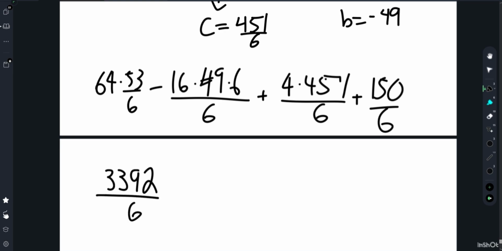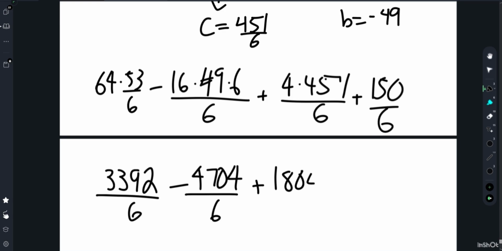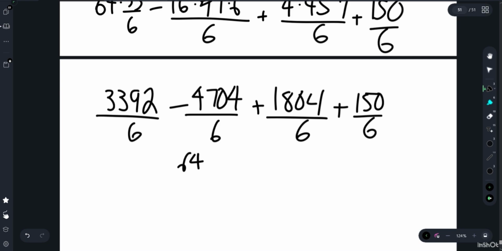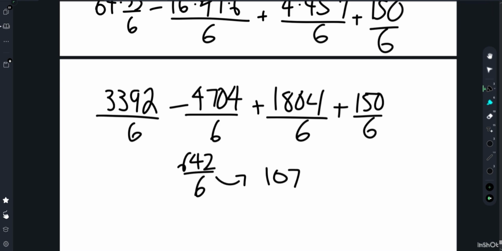3392, and then 16 times 49 times 6, that's going to be 4704. And then 451 times 4 is easy enough, that is just 1804. And then 150, as we've already calculated. And so using a calculator, we get that this sums to 642 over 6, and so our answer is going to be 107.